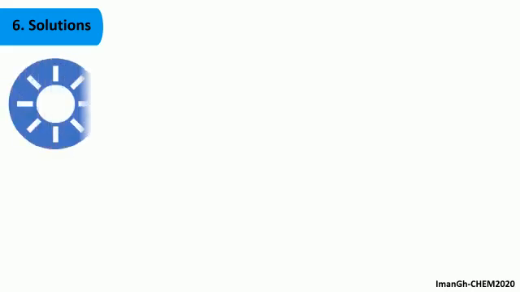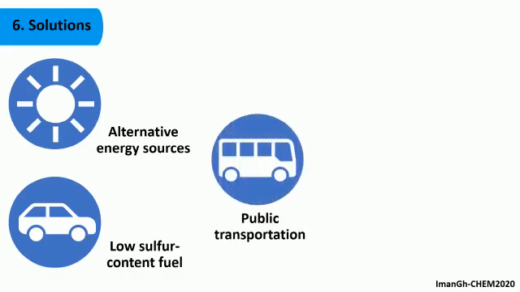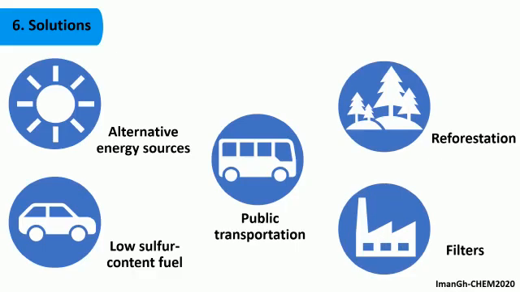Air pollution can be reduced by using alternative energy sources such as solar energy. It is highly recommended to use low sulfur content fuel, which decreases the formation of acid rain, as well as using public transportation to decrease the use of fuel. Trees play a major role in cleaning the atmospheric air by absorbing CO2, so reforestation is highly recommended. Using filters in smokestacks is essential in reducing air pollution.